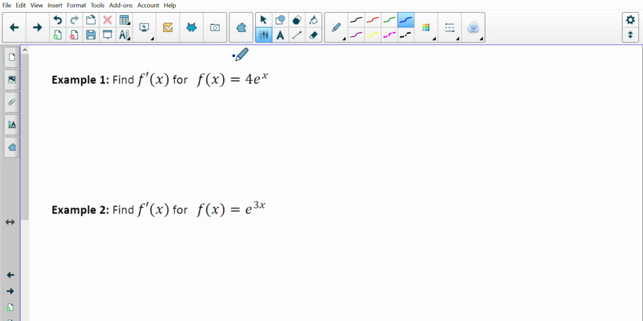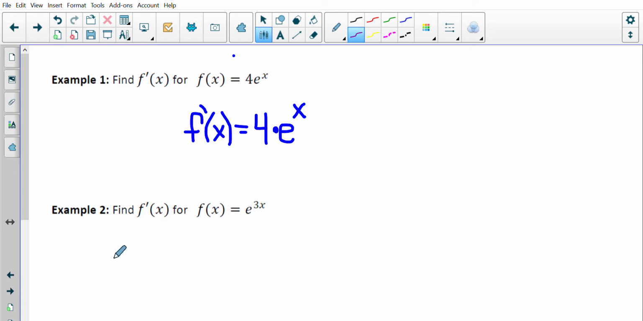And so, for instance, for number 1, it says find the derivative of f of x for f of x equals 4e to the power of x. And in this case, finding the derivative, there is no function in the exponent other than just a plain x. But we have a 4. That doesn't change. That's just a constant out front. And then I take the derivative of e to the power of x, which is just e to the power of x. So again, just because there's a constant in front, the derivative of the function is the function.